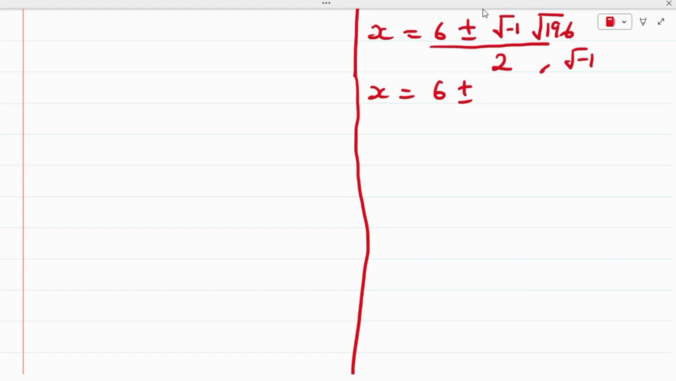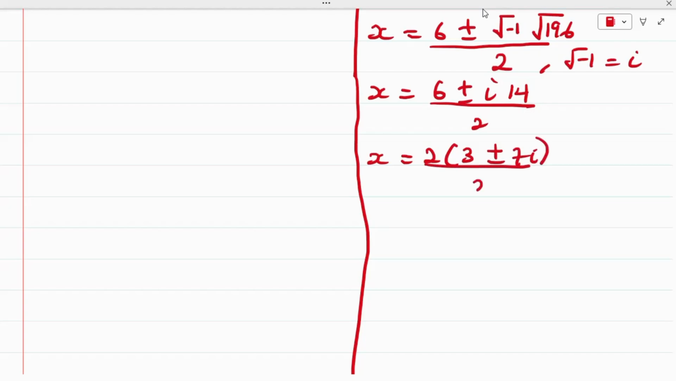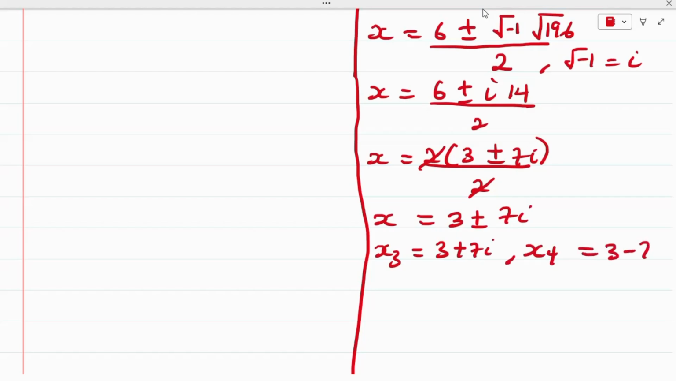We know that the root of minus 1 is equal to i, right? So this is i. The root of 196 is 14 over 2. So let's simply factorize the numerator. We have that x is equal to 2 times (3 plus or minus 7i) over 2. So this is going to cancel out this, and we have that x is equal to 3 plus or minus 7i. So we have x3 to be 3 plus 7i and x4 to be equal to 3 minus 7i.